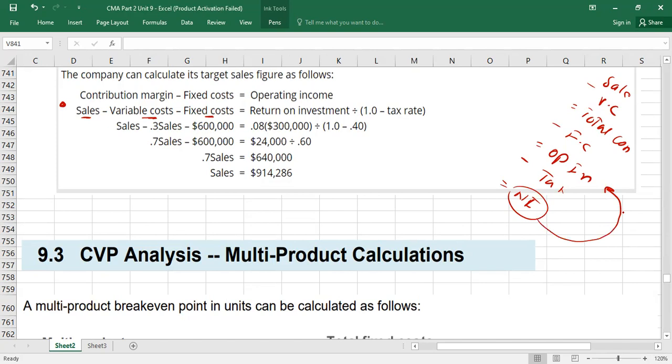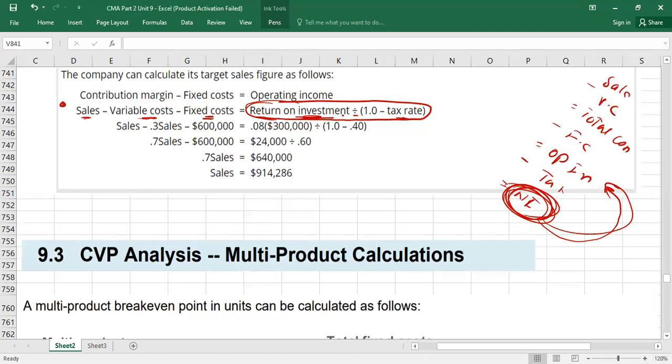And I told you the formula. Formula is what? Sales minus variable cost minus fixed cost. It should leave this much net income or return on investment. Instead of net income here, the word they used is return on investment, divided by 1 minus tax rate. If you take net return on investment divided by 1 minus tax rate, you are converting post-tax return on investment to pre-tax, just as you convert net income back to operating income. So if you apply this formula, it is converting after-tax return on investment to pre-tax return on investment.